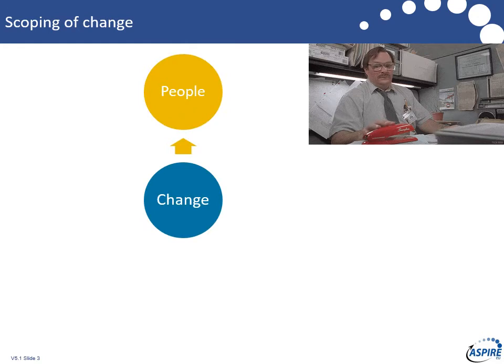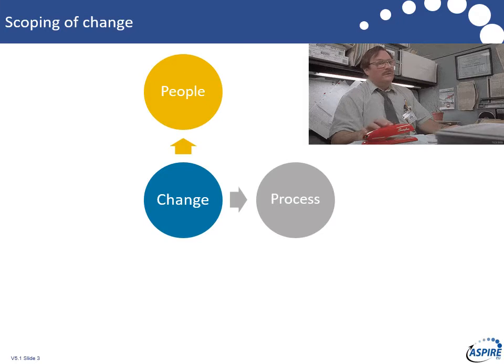So, firstly, we need to think about people. They're the most complicated thing to change, and they will vary between organizations because some organizations are much more agile than others. And in those agile organizations, they're better geared to cope with change. So we've got to think about people. It's not just their emotions, it's around their structures, their working practices, their skills, and their ability to adapt to new ways of working.